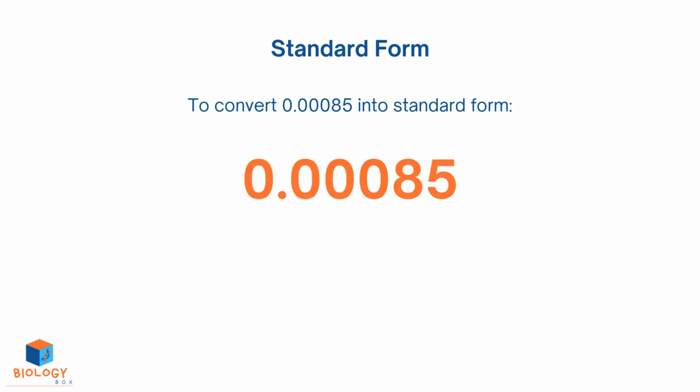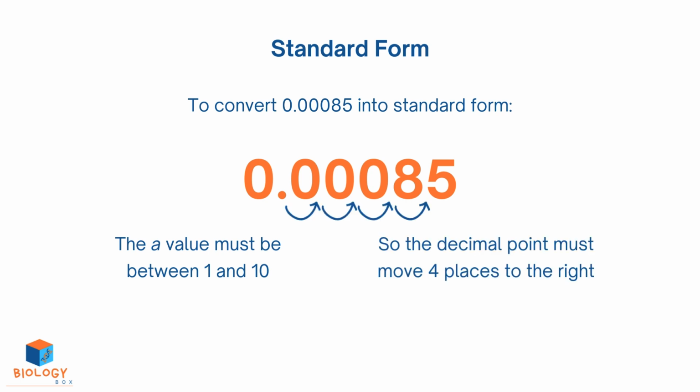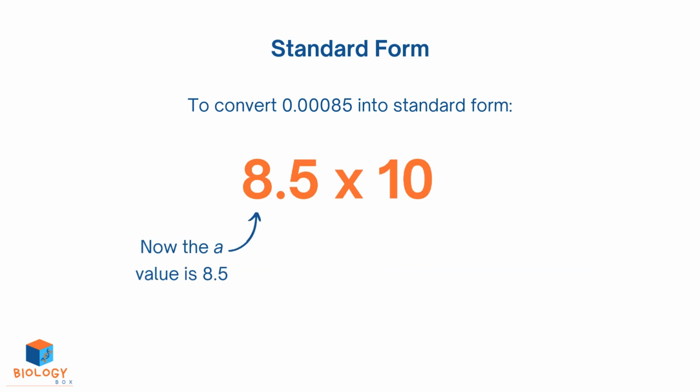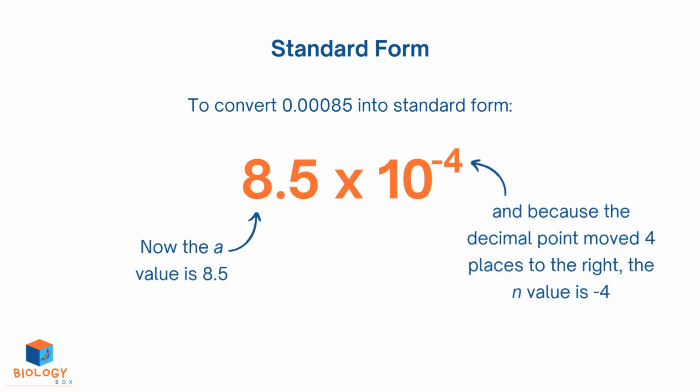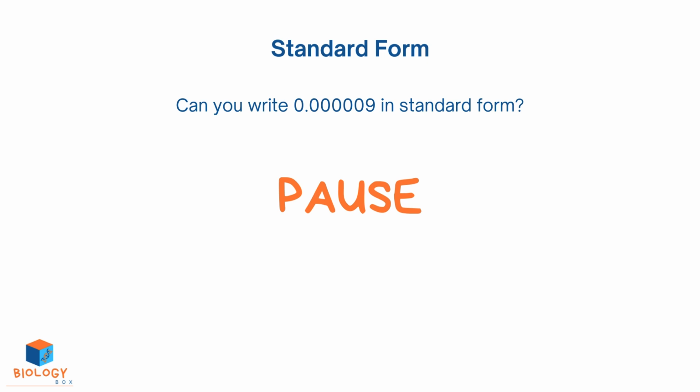To convert 0.0000085 into standard form, the a value must be between 1 and 10, so the decimal point must move 4 places to the right. So the a value is 8.5, and because the decimal point moved 4 places to the right, the n value is minus 4.